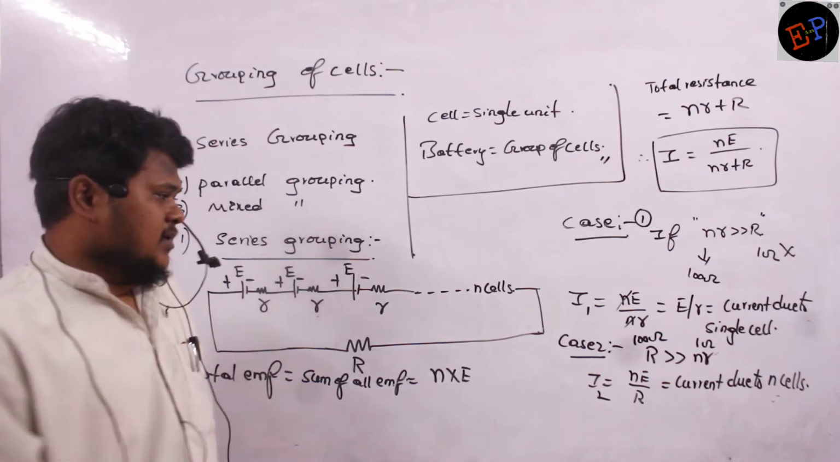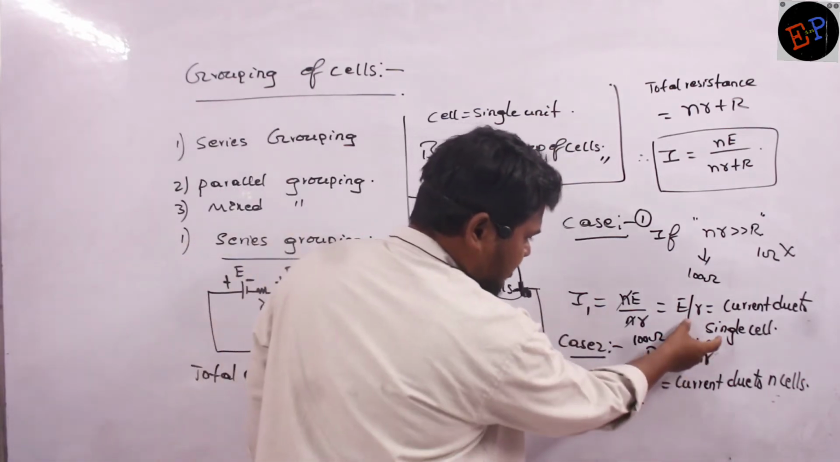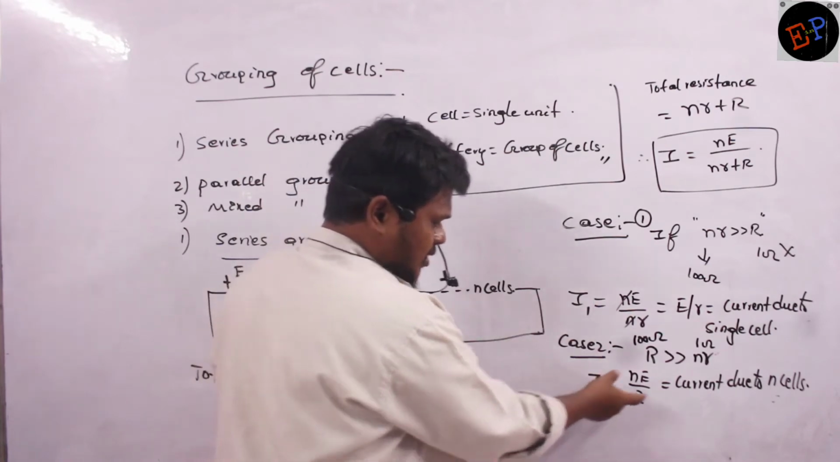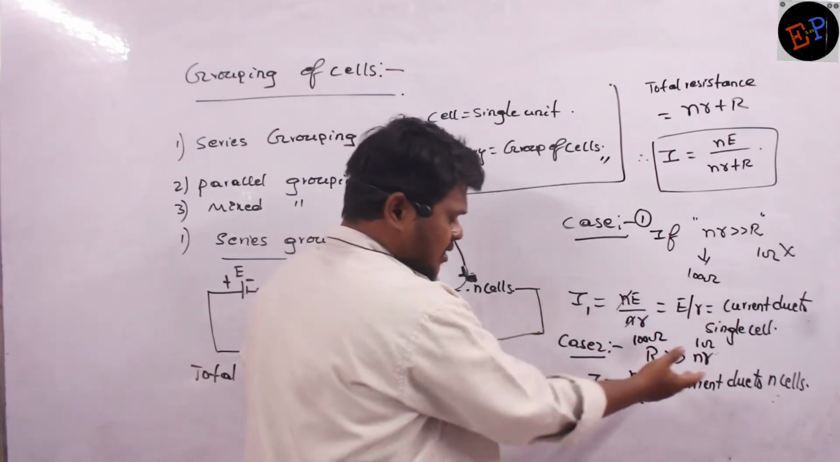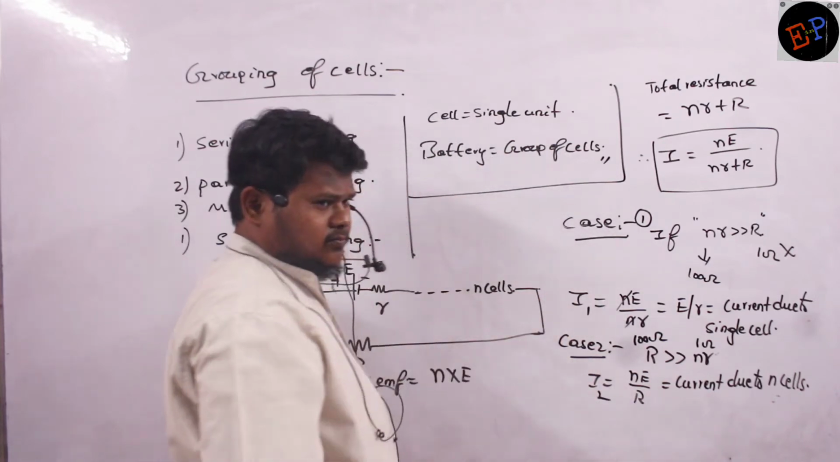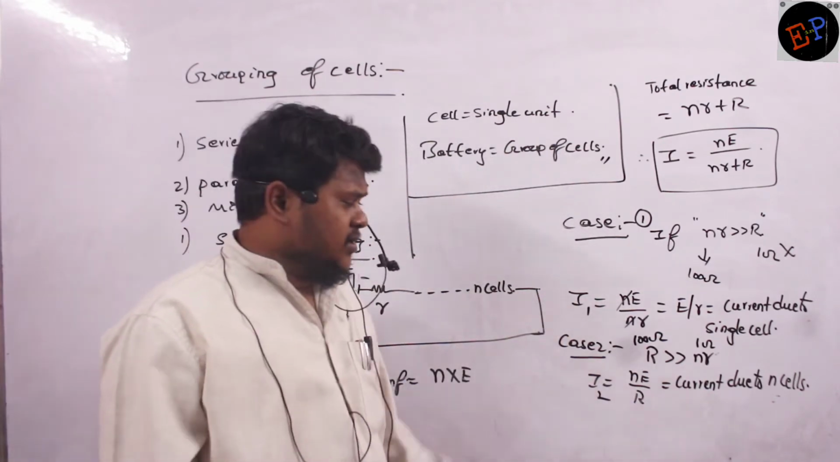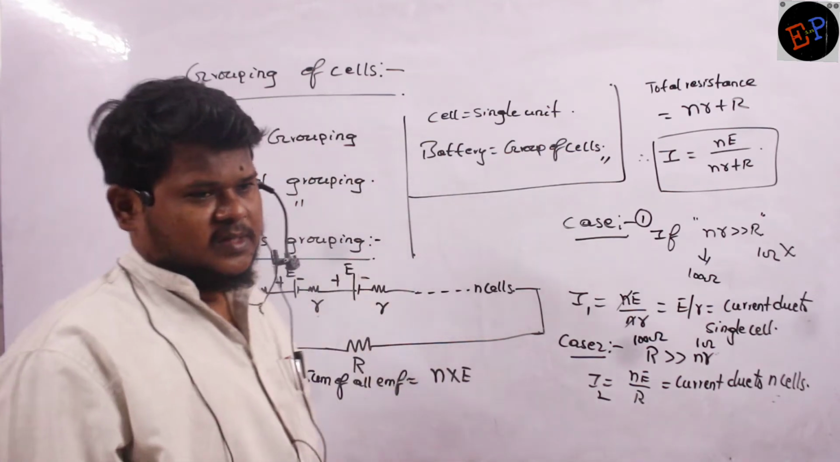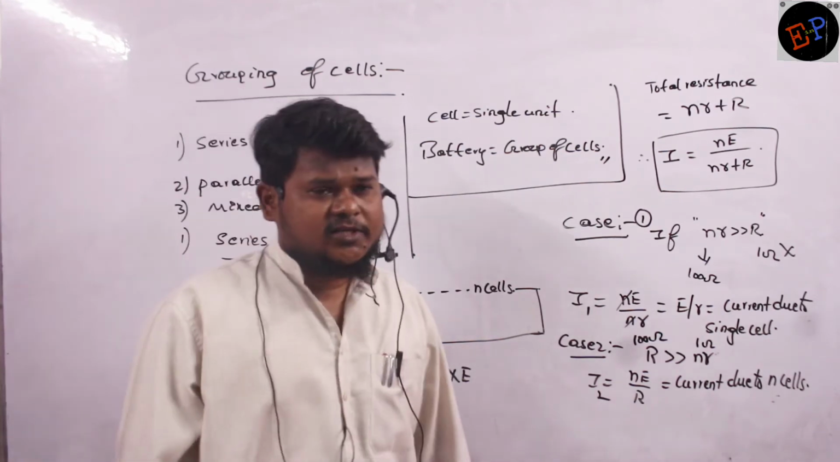In case number 1, I got current only because of a single cell, so a small amount of current. But in case number 2, current due to how many cells did I get? N cells, so definitely I2 is greater than I1, no? Clear? So therefore, to get maximum current, what is the condition in series connection?